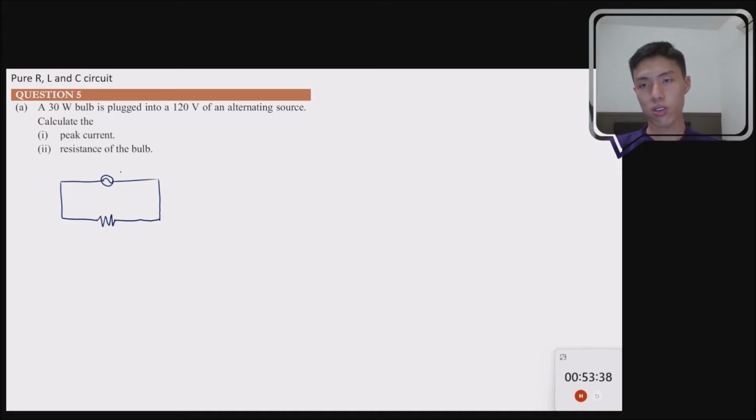120 volt for its alternating source. They didn't mention that it's maximum voltage. They didn't mention that it's peak voltage. They mentioned nothing. When they mention nothing, this is VRMS. Only if they mention specifically its maximum or its peak, then it will be V0. But if they mention nothing, by default it will be the RMS value. So we know that this bulb here is 30 watt. What they are interested in is the peak current. Maybe we should figure out how to handle this power first.